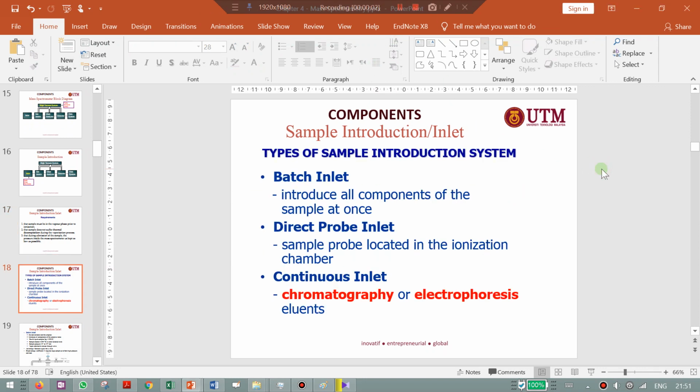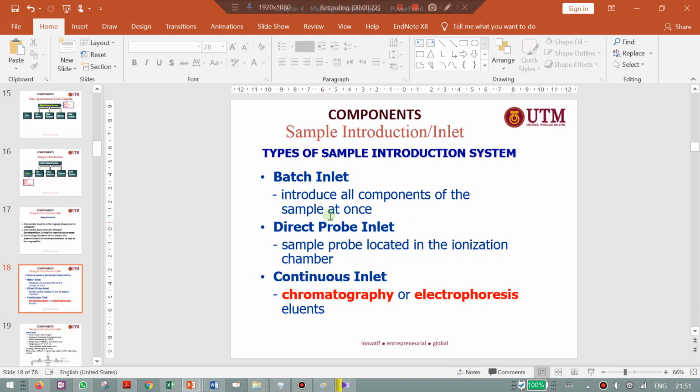Right, on to the next slide. Okay, the types of sample introduction system, we can divide into batch inlet, direct probe inlet, and continuous inlet. Batch inlet introduces all components of the sample at once. Same goes for direct probe inlet.